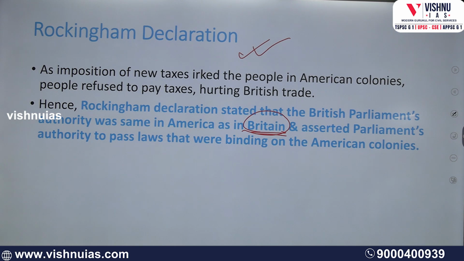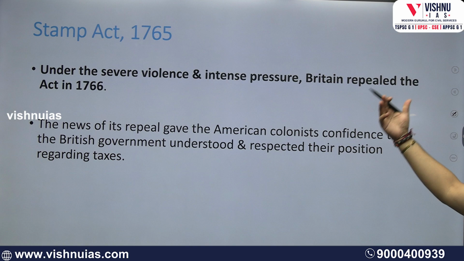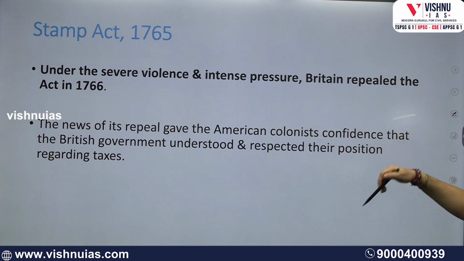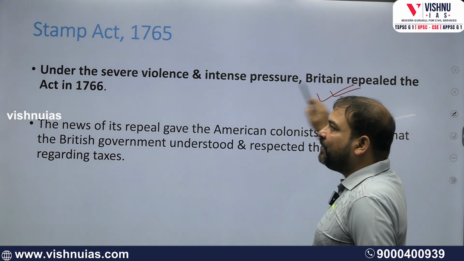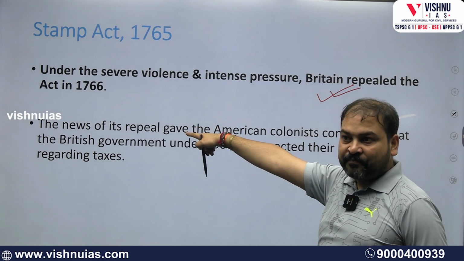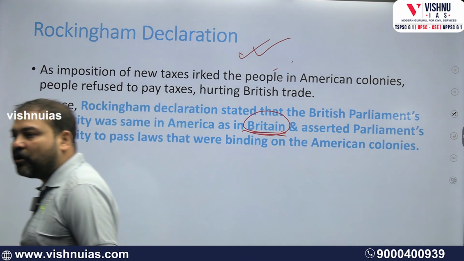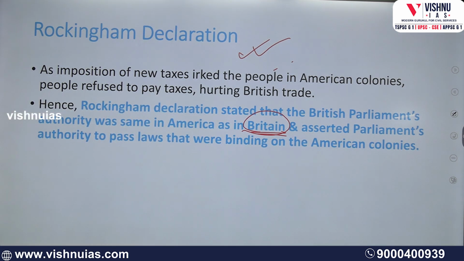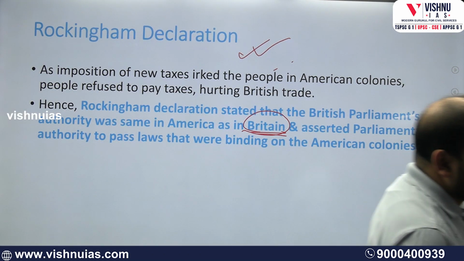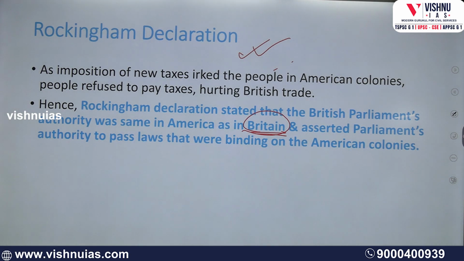Why? Because against the Stamp Act, the British faced some opposition from Americans, and that's why they had repealed it in 1766. So in the next year only, this Rockingham Declaration was brought, which showed that we are sovereign with regards to all matters related to America. Am I clear? Write 3 points and then we will move ahead.